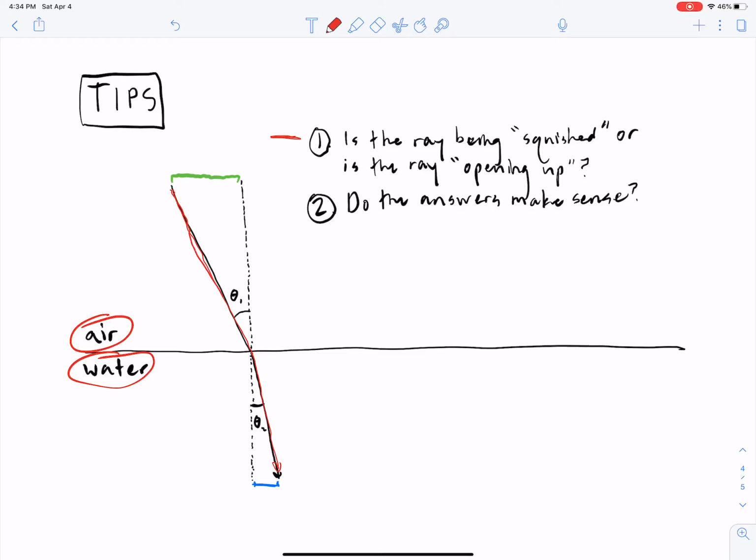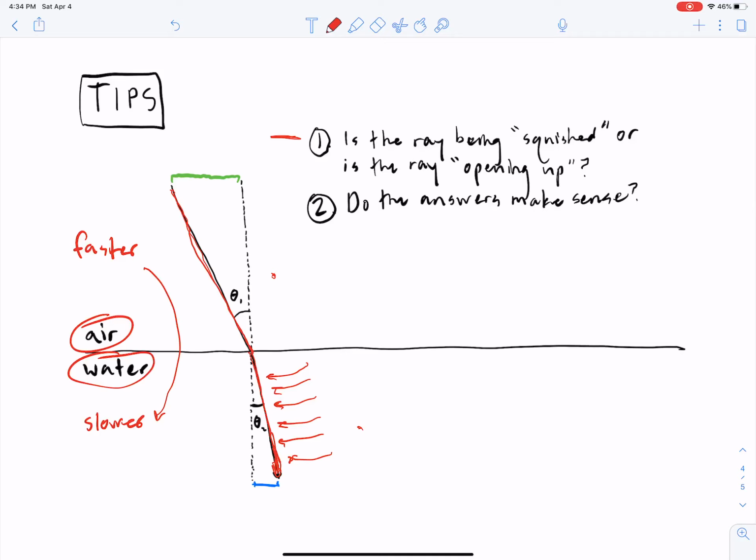When it goes from this medium to the second medium, it appears as though this light ray is being squished towards your perpendicular line. When the ray is being squished, when it goes from this first medium to the second medium, that is telling you that it's going from a faster speed to a slower speed. The ray is slowing down.